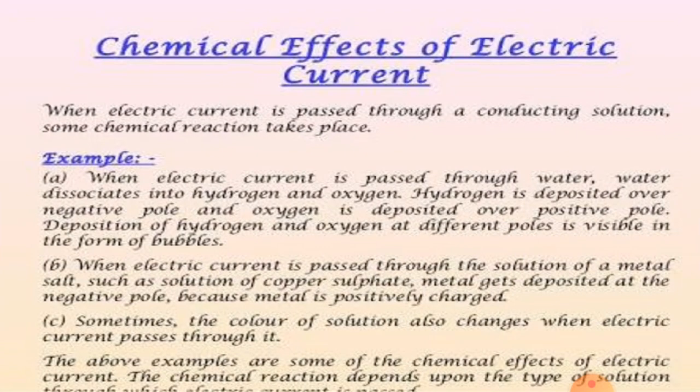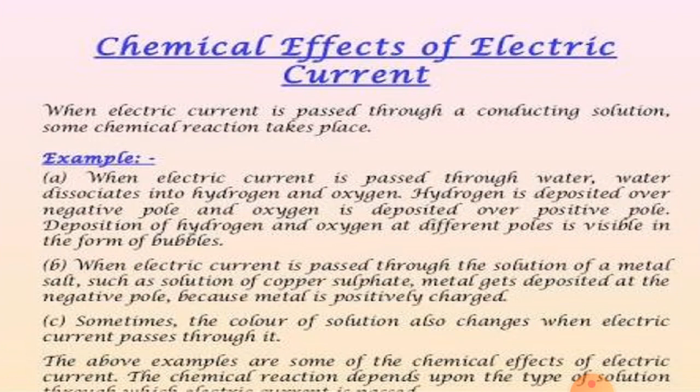Now the chemical effects of electric current. As you know, when an electric current is passed through a conducting solution, some chemical changes take place. For example, when the electric current is passed through water, it dissociates into hydrogen and oxygen. Hydrogen is deposited over the negative pole and oxygen is deposited over the positive pole. The deposition of hydrogen and oxygen at the different poles is visible in the form of bubbles, and you are able to see it in the form of bubbles.